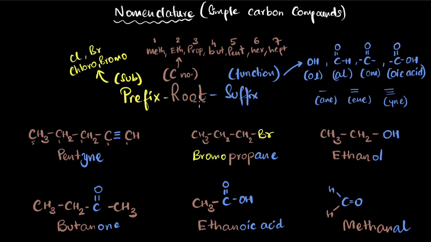So to sum it all up, start with the prefix, then count the number of carbons to find the root word. Then you do the suffix. If you don't have the functional groups, the suffix is "-ane", "-ene", or "-yne", depending on the number of bonds. If you do have a functional group, you first write "-ane", then delete the E, and then write either ol, al, one, or oic acid.